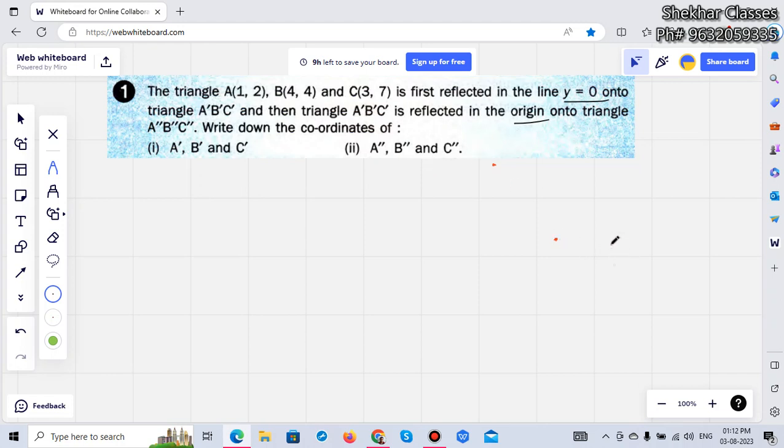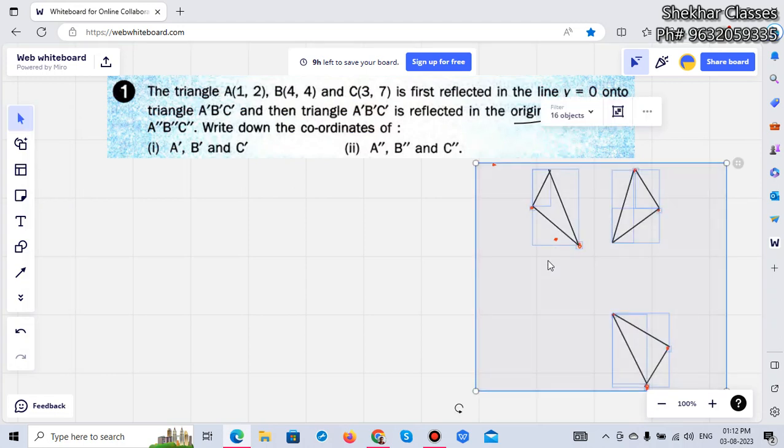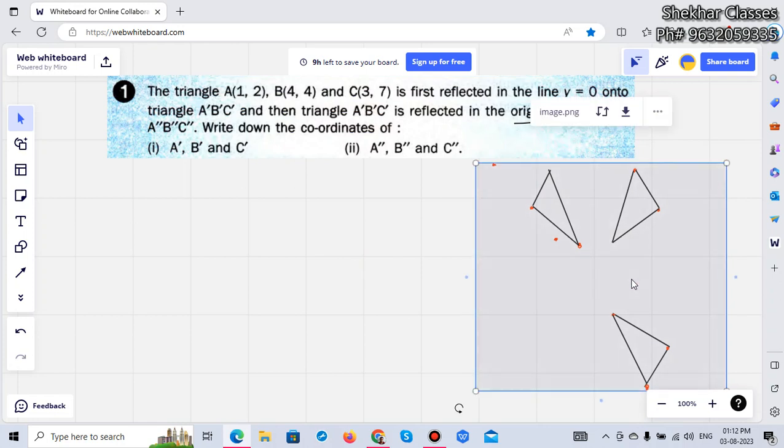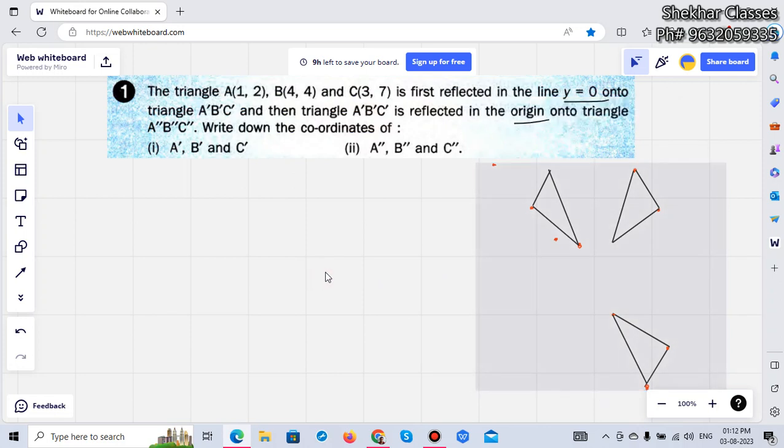So see, we need to draw the graph for it to understand, and I will draw that for you. I have already done it. I'll just show you, and then we can get the answer by calculating as well. So see, this is the figure that we have here, right? I haven't put the graph here. Give me 1 second. I'll put the graph also.